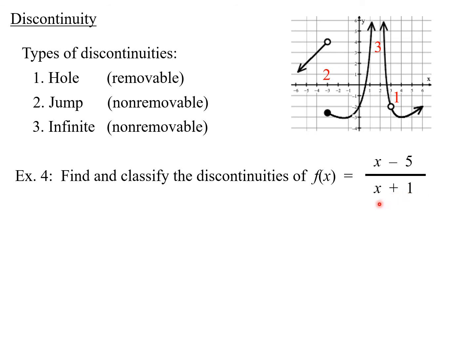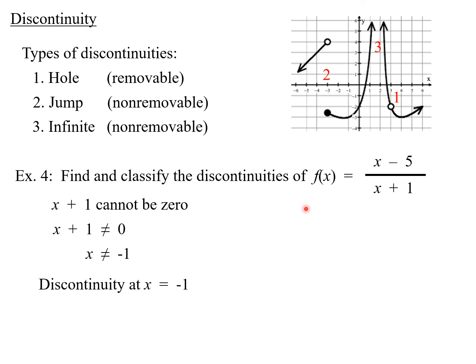Well, we know that the denominator can't be 0. So we know that x plus 1 cannot be 0. Okay, and then we set it equal like that, and then subtract 1 from each side, and we have x cannot equal negative 1. So we know that there's a discontinuity at x equals negative 1.